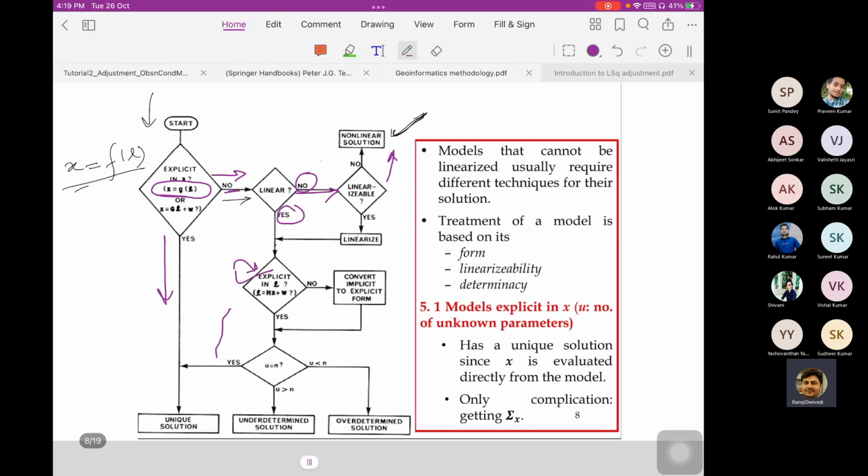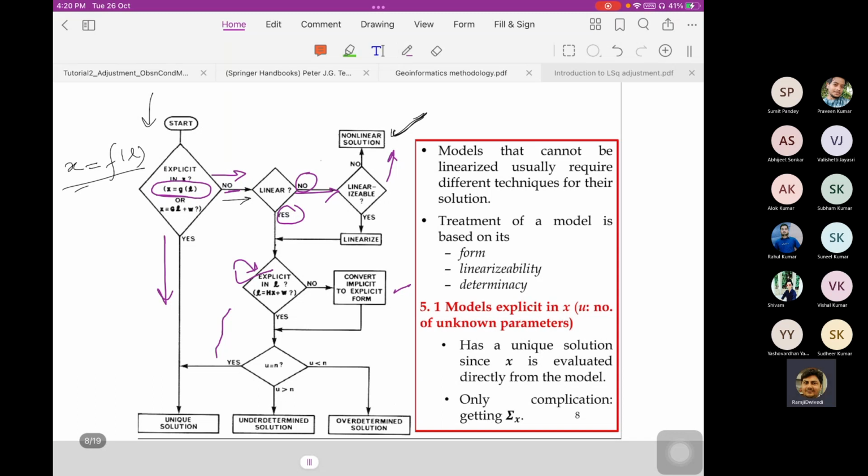Then you again ask the question, because here it was no. Again you will ask whether it is explicit in L. Then you will write like this: L is equal to Hx plus W. Then again you will ask if it is explicit in X, L or not. If you say no, convert implicit to explicit form. I'll discuss all these models one by one, but these are just ways of explaining the models.